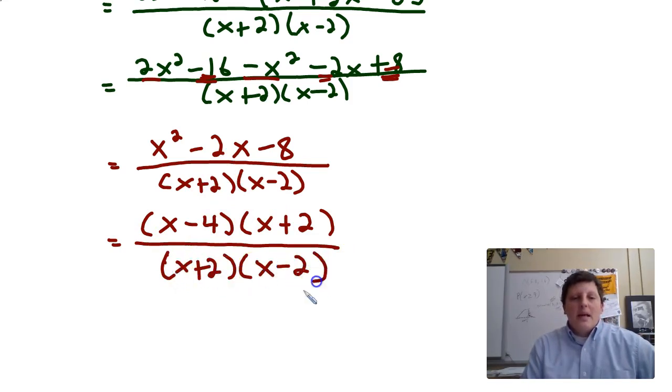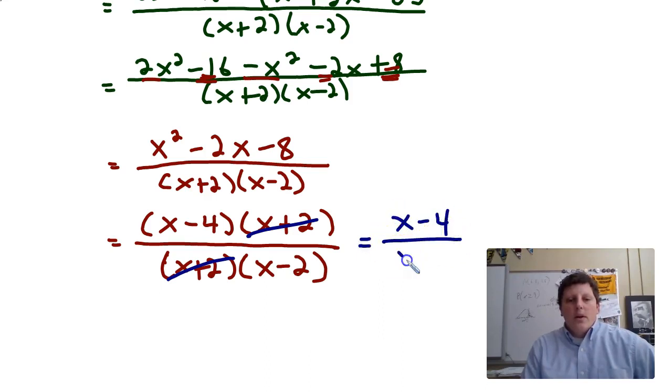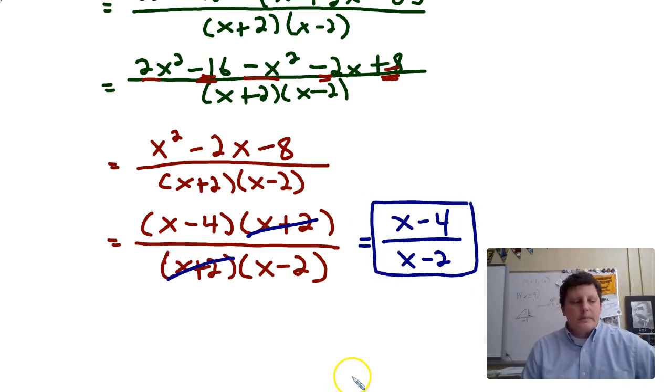Now, the reason that you want to factor every chance that you get at the end of the problem, we wait to do this until the end, and now we factor the top, is because sometimes things cancel out. In fact, this time the x plus 2's cancel out, which leaves us with our final answer of x minus 4 over x minus 2. And since so much canceled out, I don't even need parentheses.